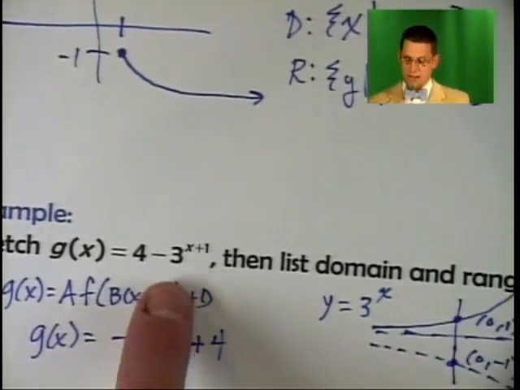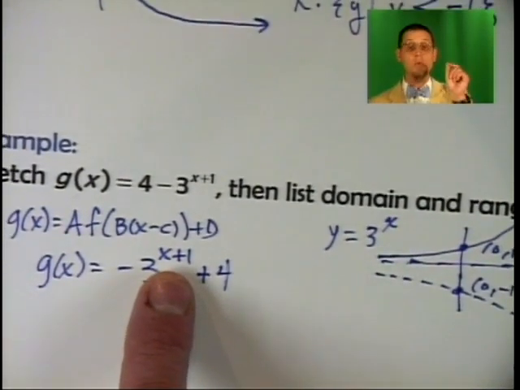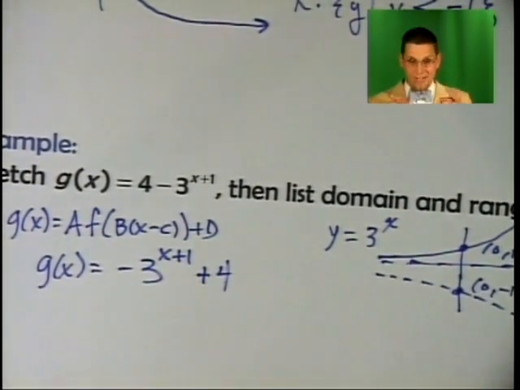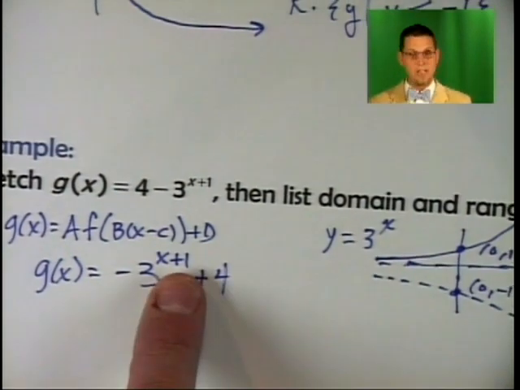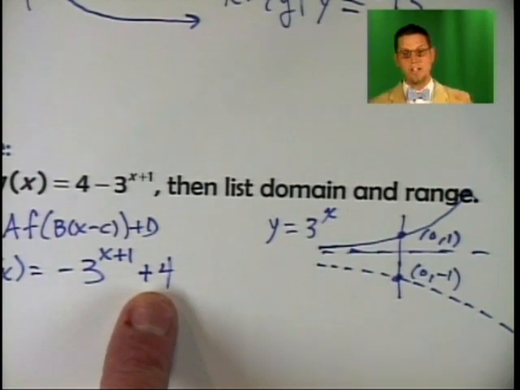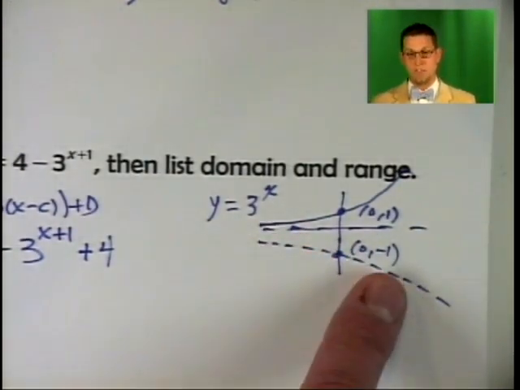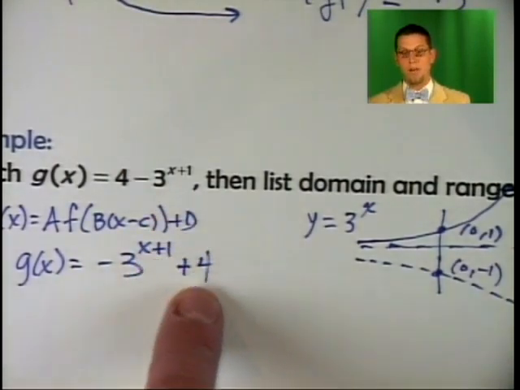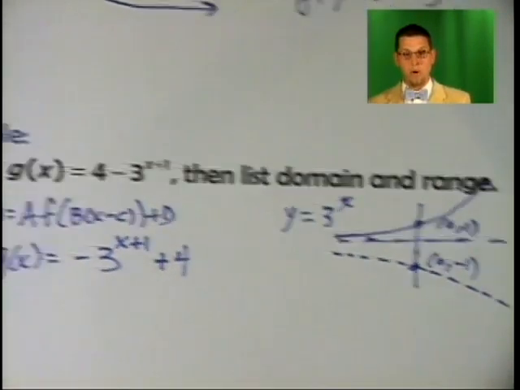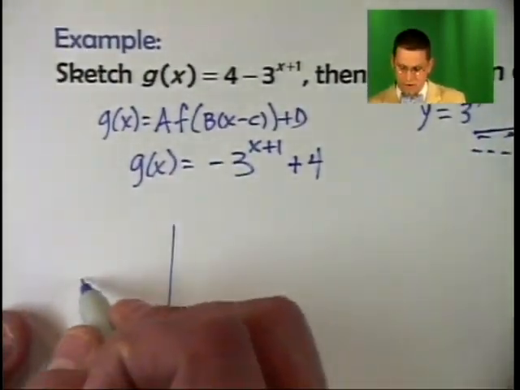Then the x plus 1. The plus 1 is in the exponent with the x. Anything that happens right there with the x is affecting the graph horizontally. That's going to move everything left 1, and the plus 4 is affecting the y value, so it's up 4. So if I take this basic shape that passed through the point (0, 1), move it left 1 and up 4, I'll have my graph, and it'll have that basic dotted line shape. So here we go. We'll sketch it right here.